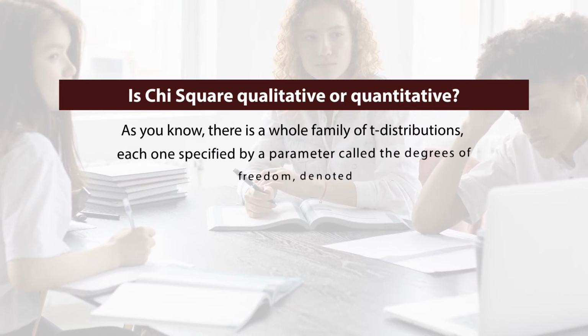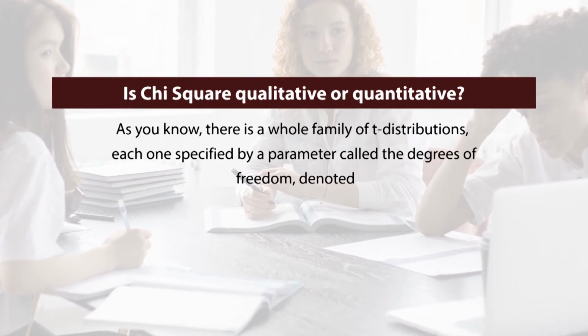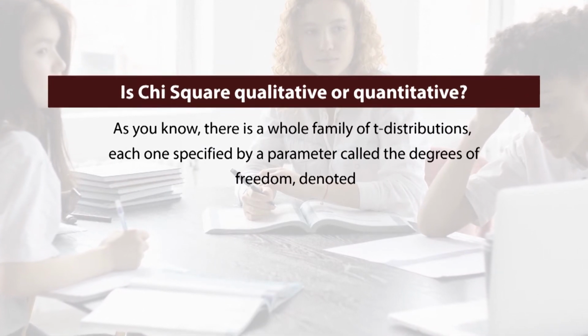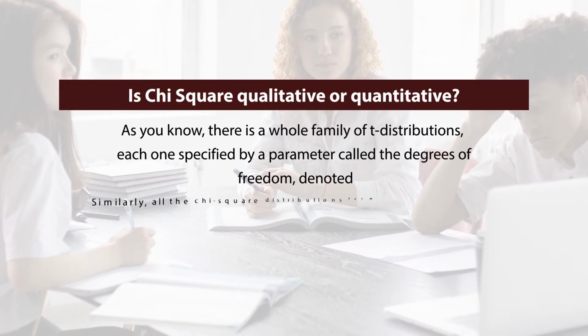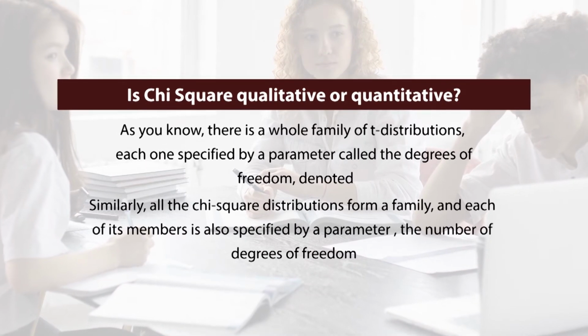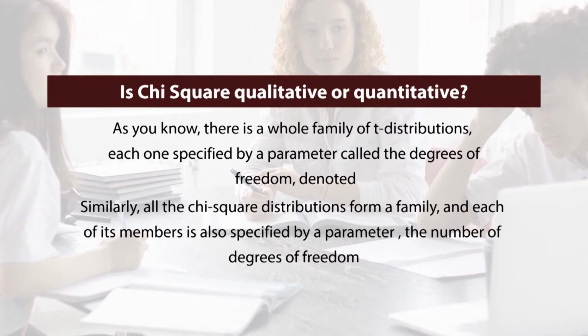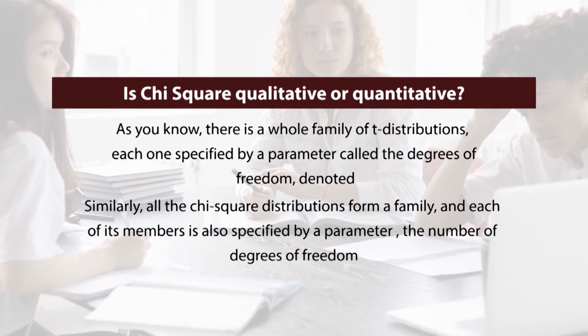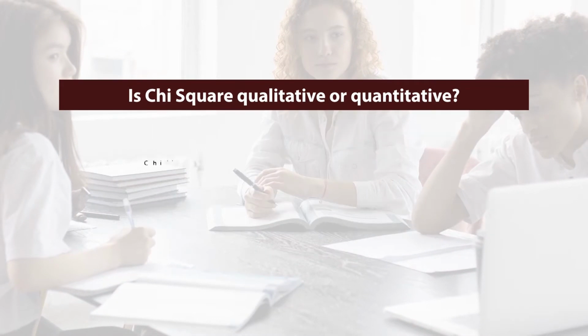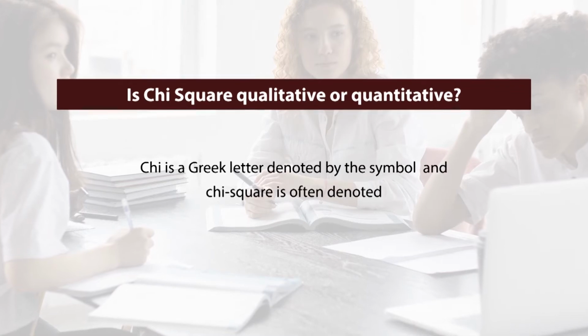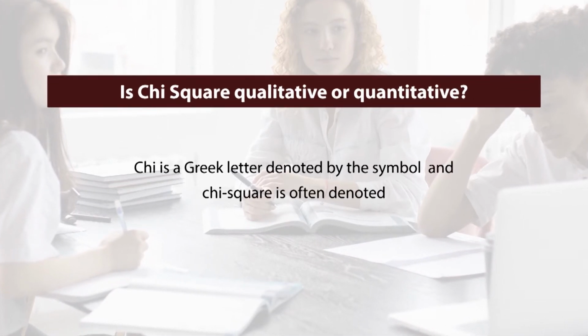As you know, there is a whole family of t distributions, each one specified by a parameter called the degrees of freedom. Similarly, all the chi-square distributions form a family and each of its members is also specified by a parameter, the number of degrees of freedom. Chi is a Greek letter, and chi-square is often denoted by this symbol.